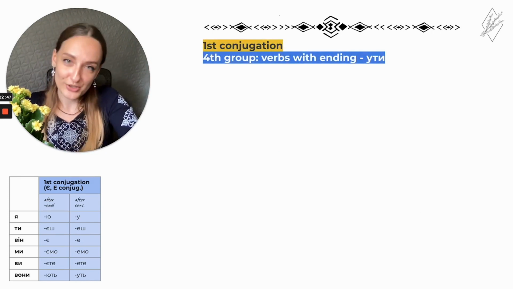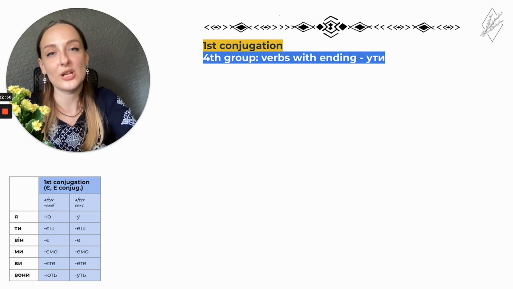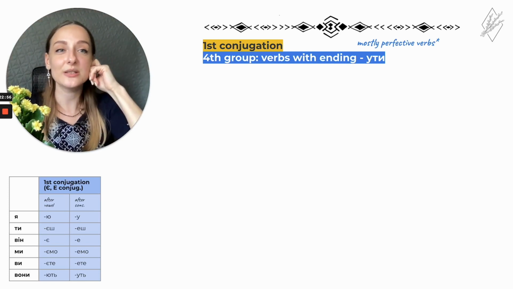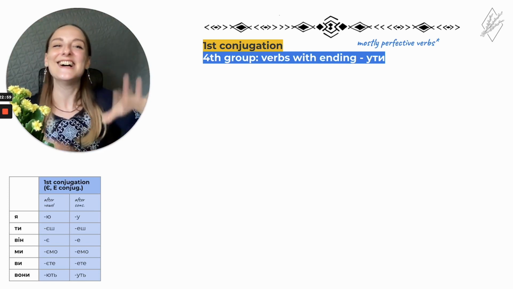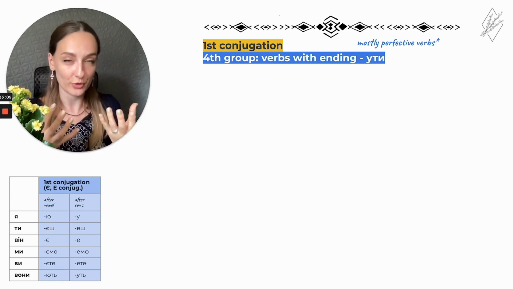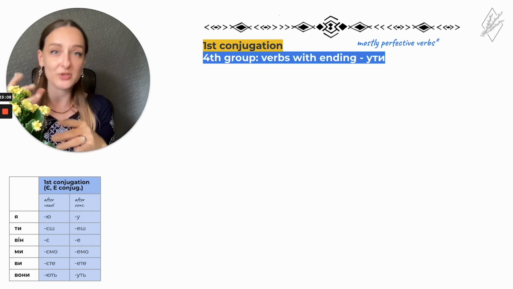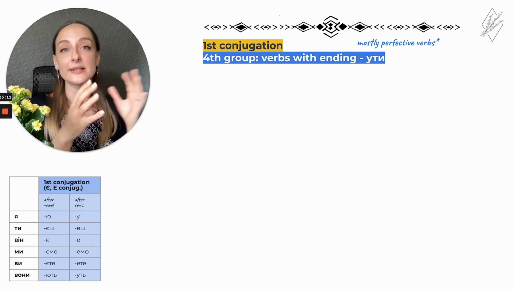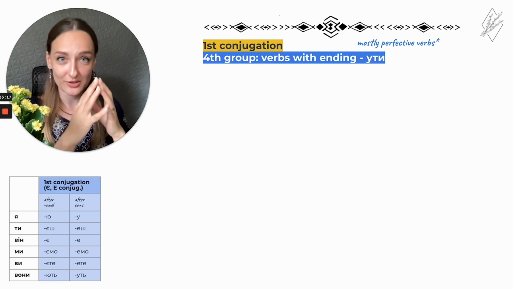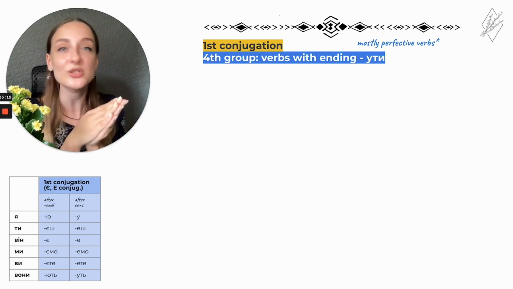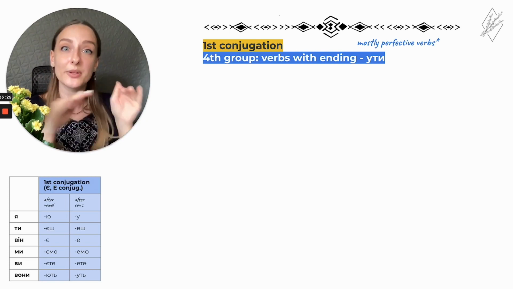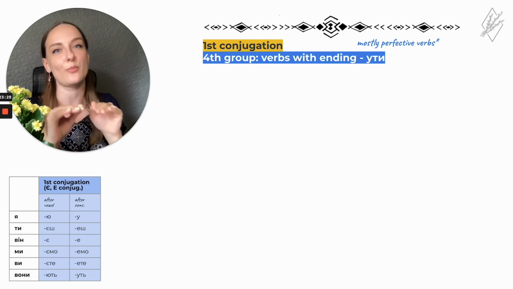And the fourth group of the first conjugation are verbs with the ending uti. And here you can see I'm writing mostly perfective verbs. What does it mean? Later you will find out that in Ukrainian we have aspects of verbs. Some verbs are imperfective, that describe process or regular actions, and some are perfective, that describe the result of action. We don't speak about them right now. We don't learn them in the beginning. We will learn them later. But this rule will be used with them a lot.